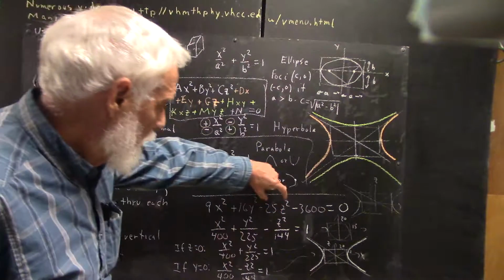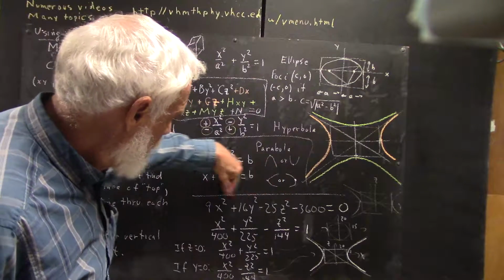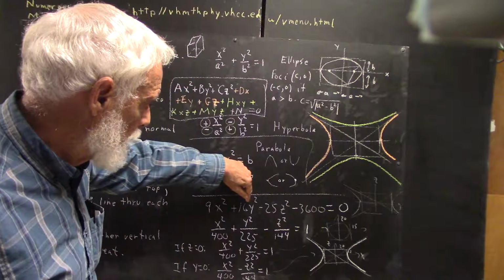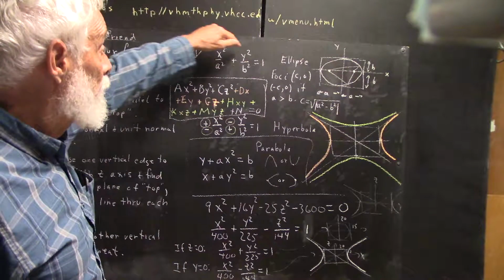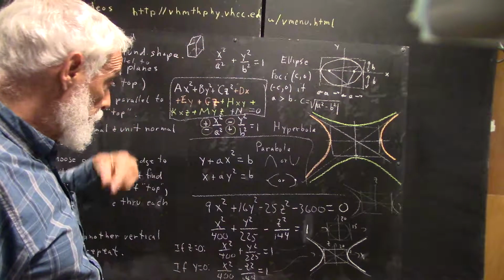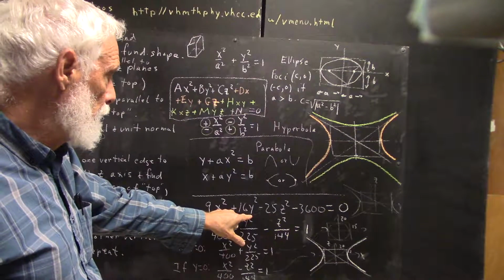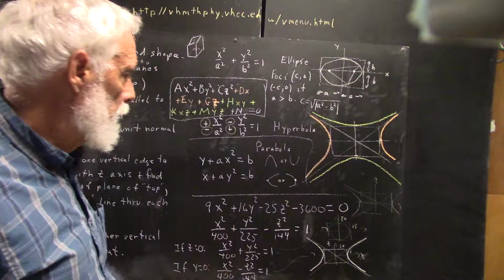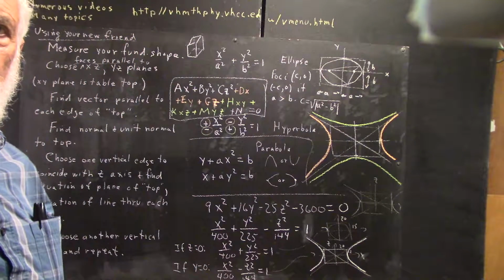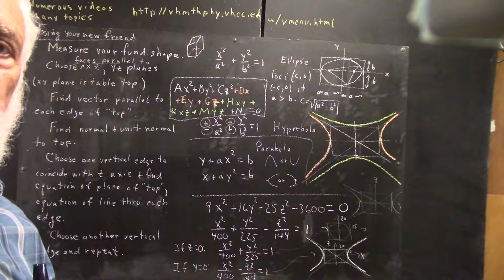Well, of course, then this term would go off and we'd have something times x squared plus something times y squared equals 3600. Well, it turns out we'll be able to put that in the form of an ellipse. If y is equal to 0, then we're in the xz plane, and we have a hyperbola because we've got a negative sign here. So we'll talk about that in a little bit of detail in the next video.